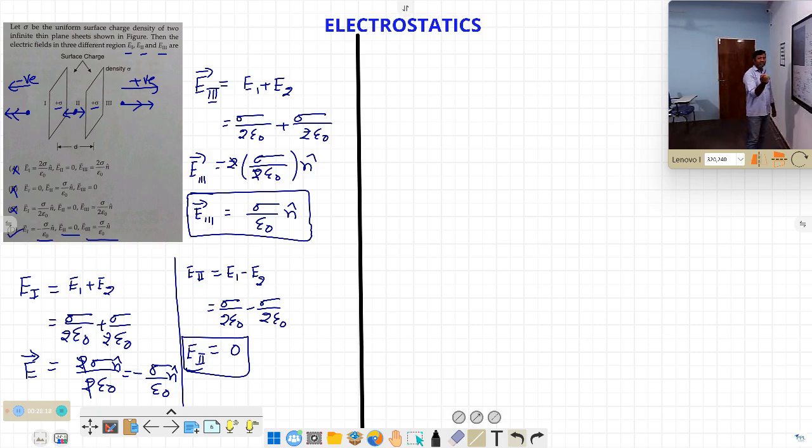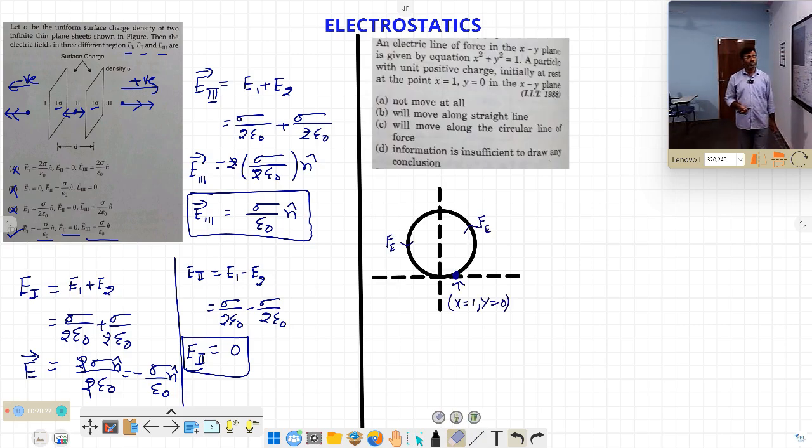Like this, we have to check the basic concepts which are given. Next, look at the question given in the previous IIT 1988 paper, a conceptual question with a little bit of a mathematical approach. An electric line of force in the xy plane, that is a two-dimensional plane. This is the x-axis and y-axis in this plane. There are electric lines of force given, with the equation x square plus y square equal to 1. This x square plus y square equal to 1 is called a circle equation. So there are circular electric lines of force given.